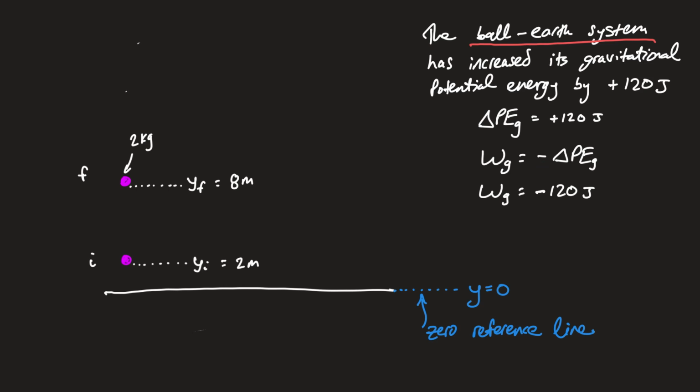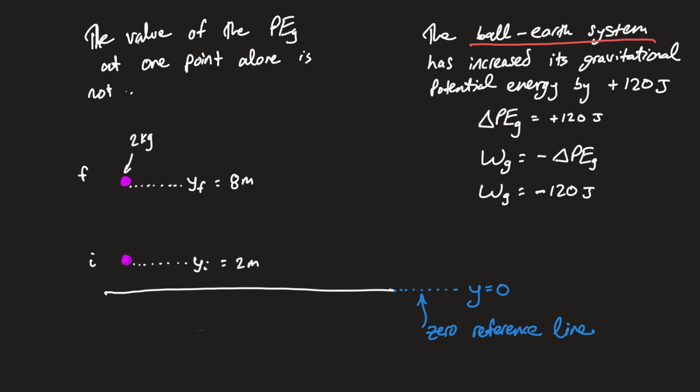And then the other thing that we're going to look at now through a numerical example is going to show the following statement. This is really important. Let's write it out. The value of the gravitational potential energy at one point alone is not enough info to tell you anything meaningful.